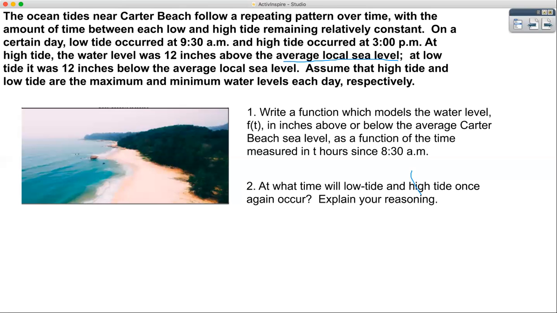Another thing to note is that this question is asking to write a function which models the water level as a function of time measured in t hours since 8:30. Okay, so just a kind of hint for you right there, just keep that in mind. It is at 8:30 and we note that low tide occurred at 9:30. So again, pause the video, take as long as you need to answer these two questions, and when you think you have it, go ahead and unpause the video and we will review.